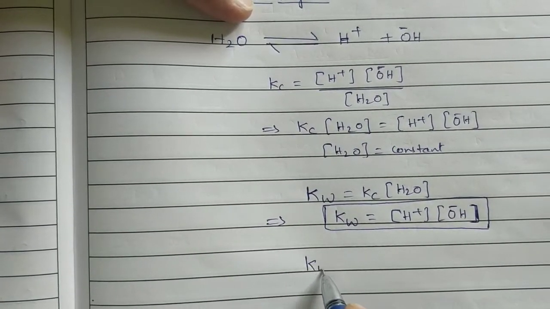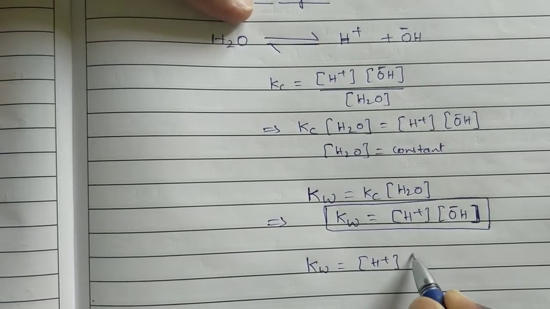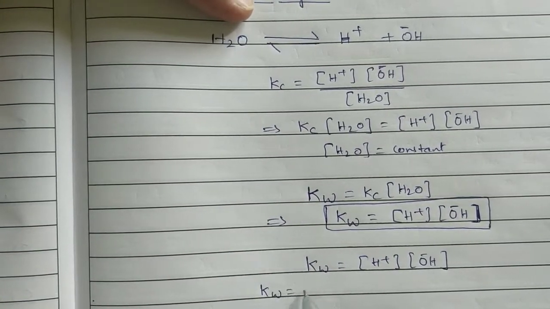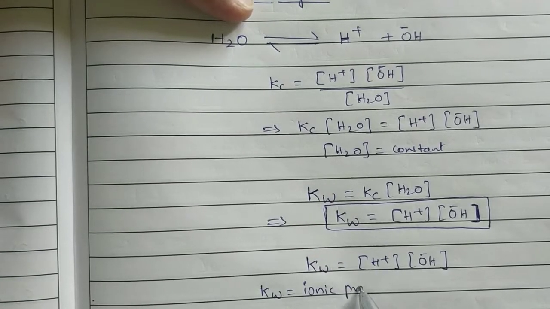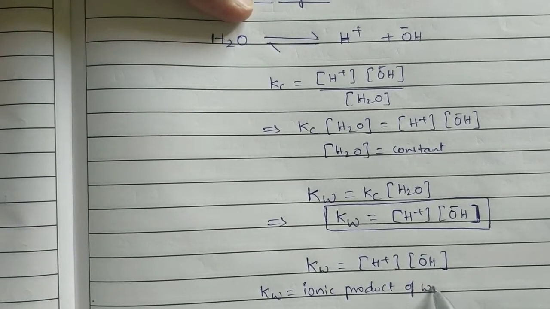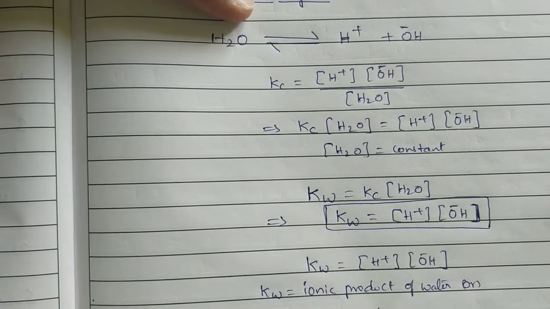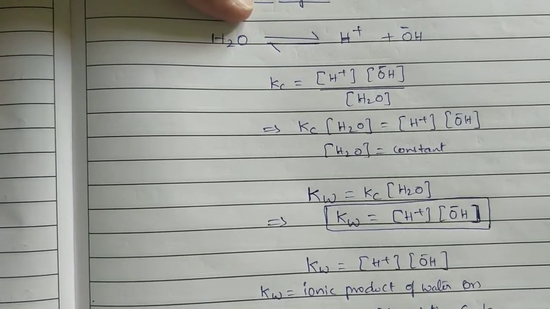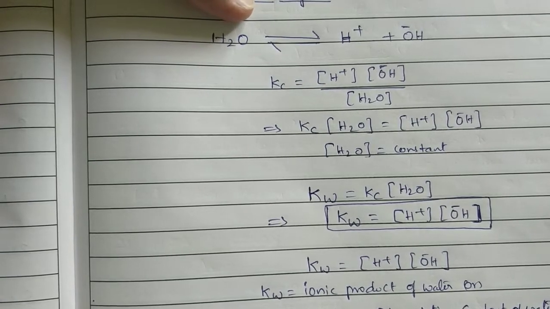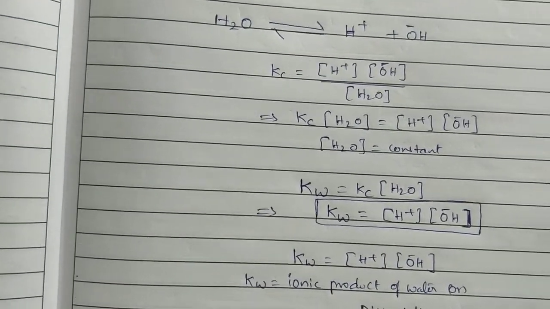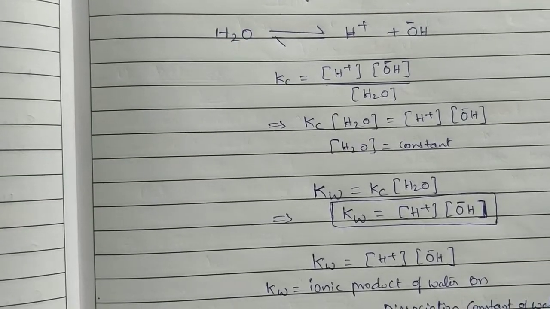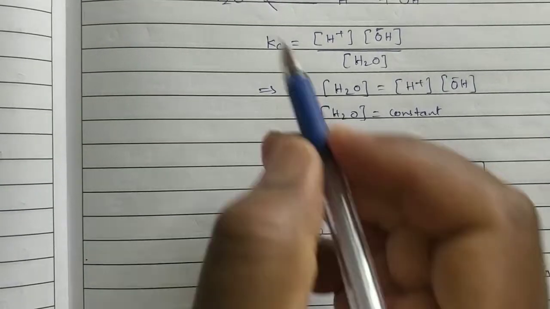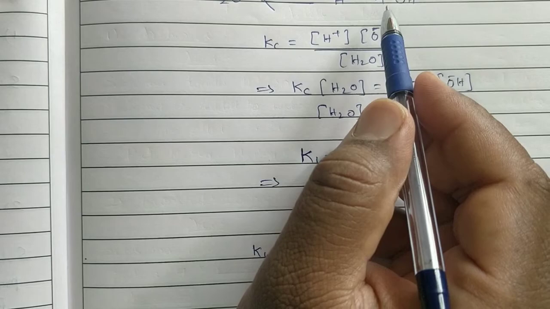Okay? Kw is equal to concentration of H plus into concentration of OH minus, where Kw is equal to ionic product of water, or dissociation constant of water. Remember carefully, Kw is equal to concentration of H plus into concentration of OH minus. Okay, water will undergo dissociation to form H plus ions and OH minus ions.